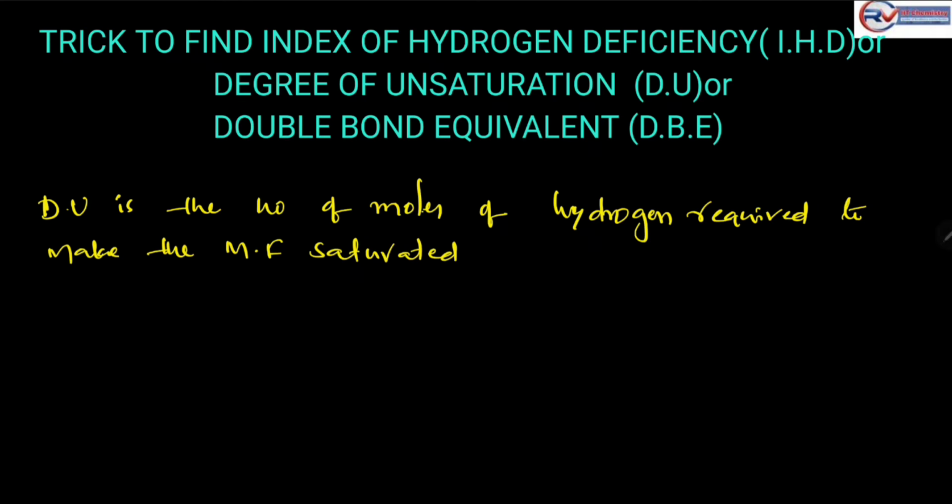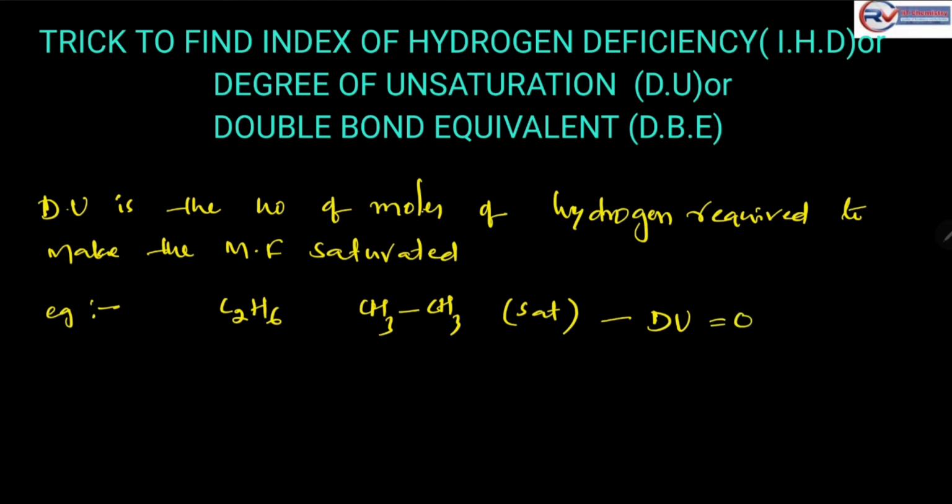Let's see an example. For example, C2H6. C2H6 means ethane, CH3CH3. In this molecule, carbon has single bonds. It is saturated, so its DU equal to 0. If the given molecule is saturated, its DU equal to 0.